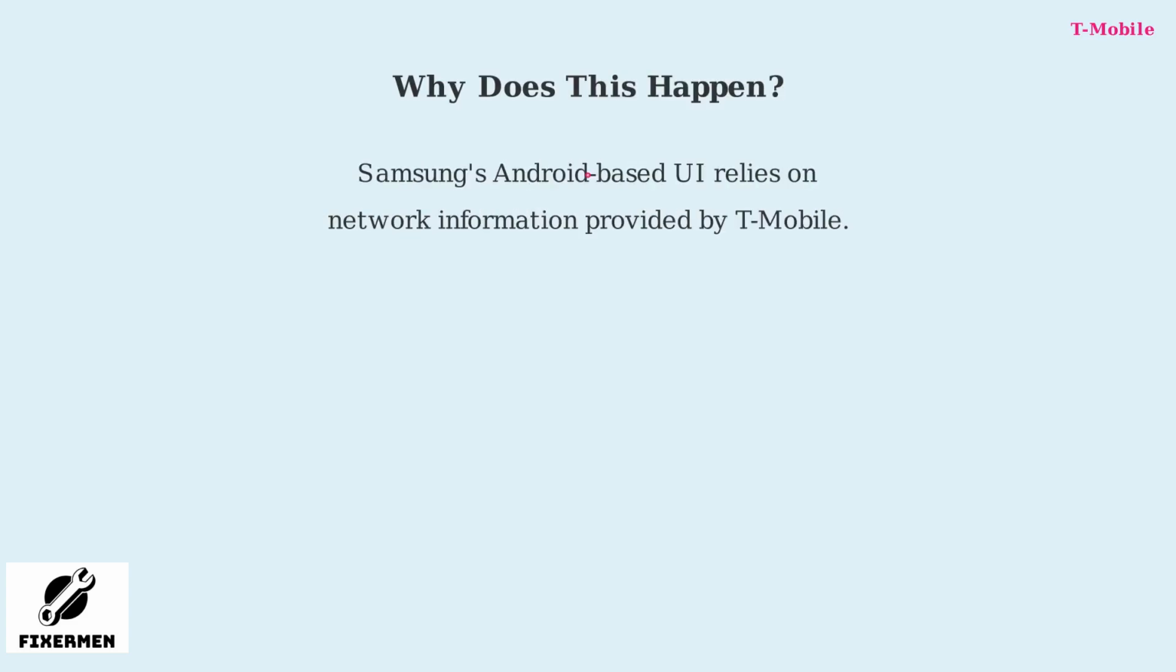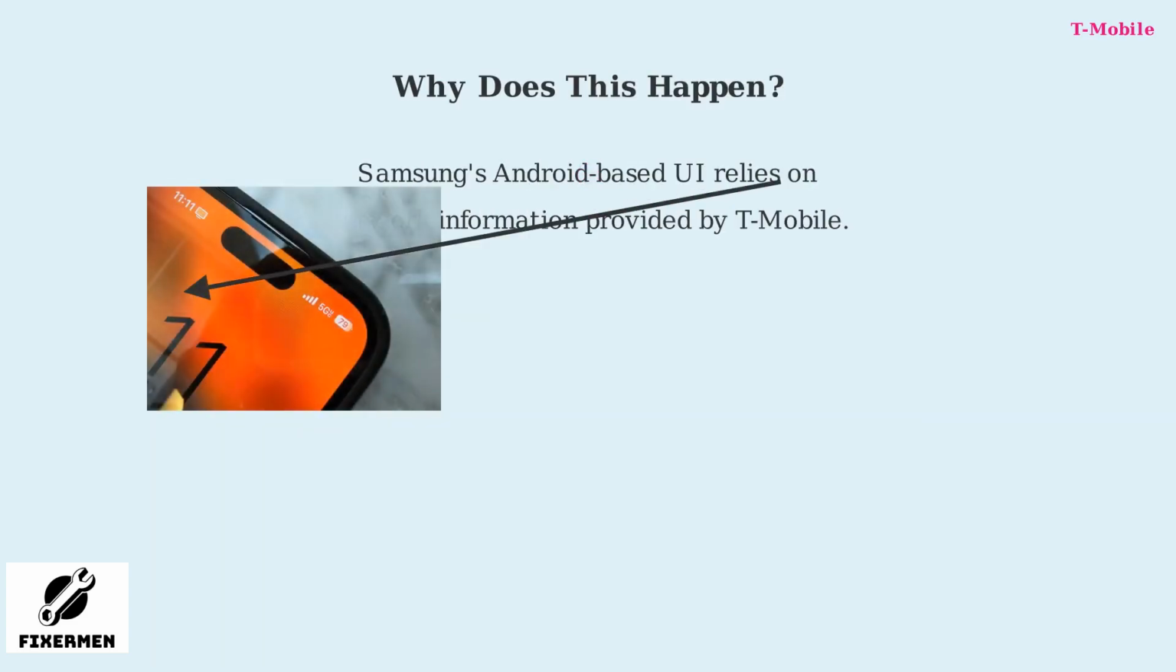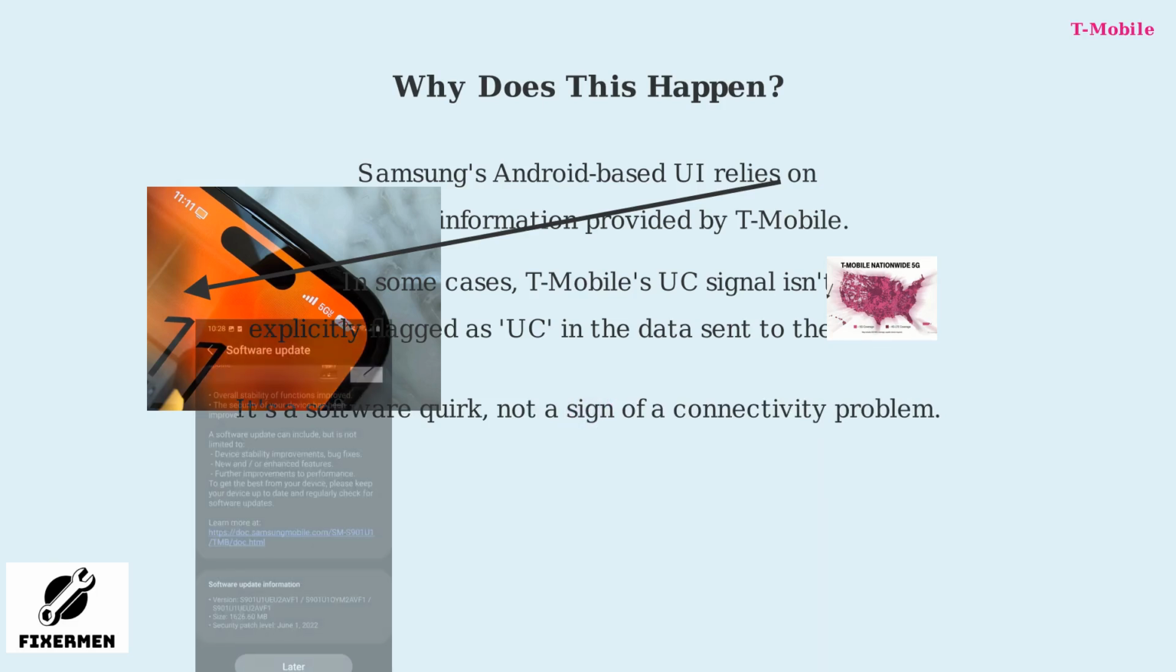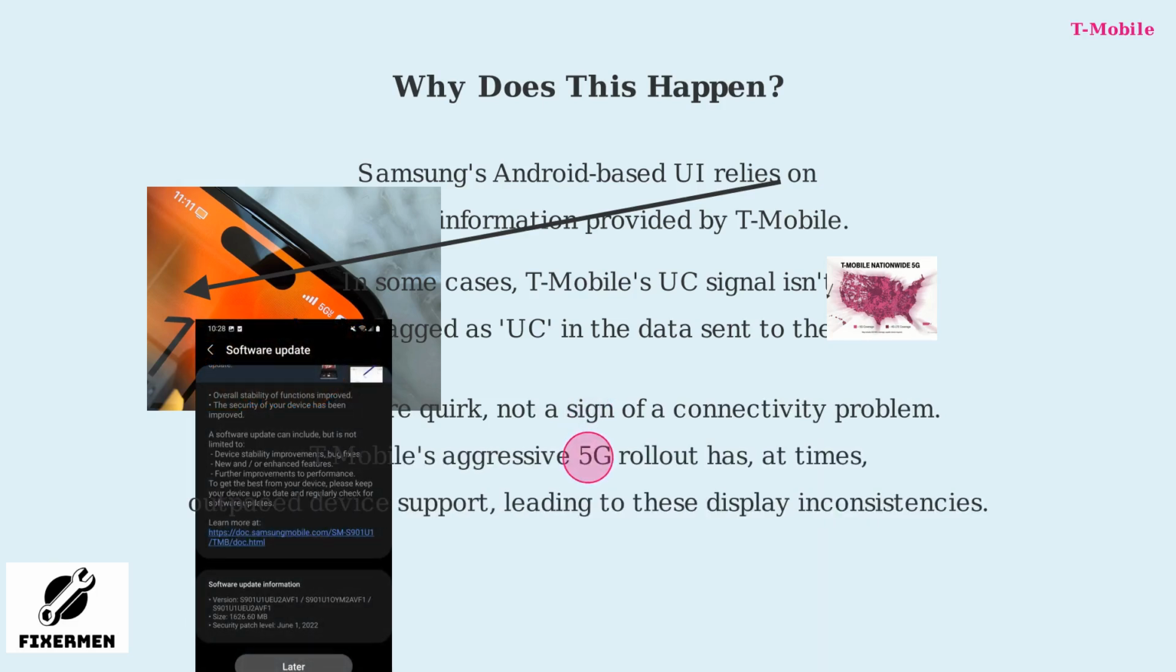The display discrepancy arises because Samsung's Android-based UI relies on network information provided by T-Mobile. In some cases, T-Mobile's UC signal isn't explicitly flagged as UC in the data sent to the device. It's a software quirk, not a sign of a connectivity problem. T-Mobile's aggressive 5G rollout has at times outpaced device support, leading to these display inconsistencies.